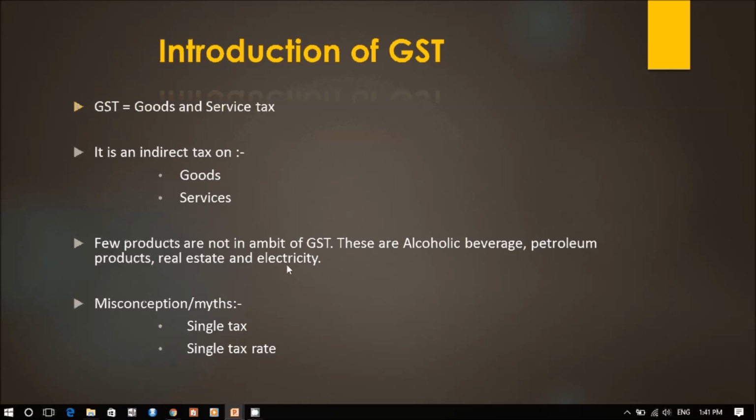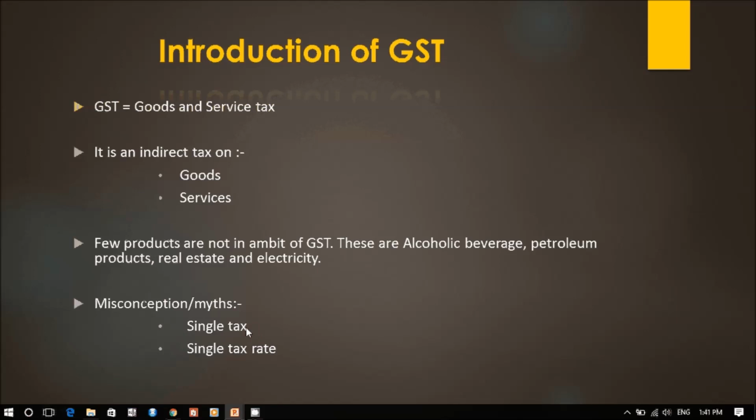First of all, I want to clear a few misconceptions and myths about GST that a normal person has. This is that GST is a single tax with a single tax rate. So many people think that GST is a single tax that would be levied on goods and services in the upcoming tax regime, and there would only be a single tax rate. No, there would be three taxes.